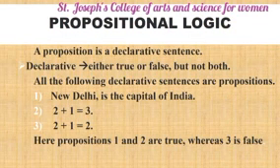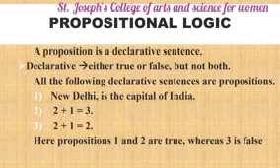Next is about a proposition. A proposition is a declarative sentence. Declarative sentence means that the sentence will give us either true or false as an output, but not both at a time. Here are some examples.